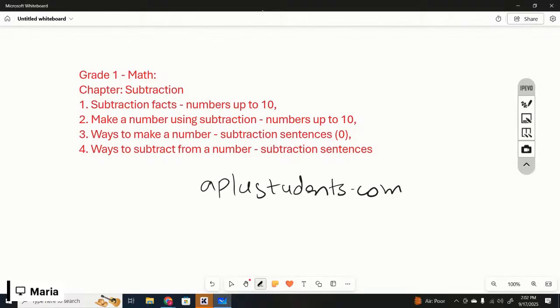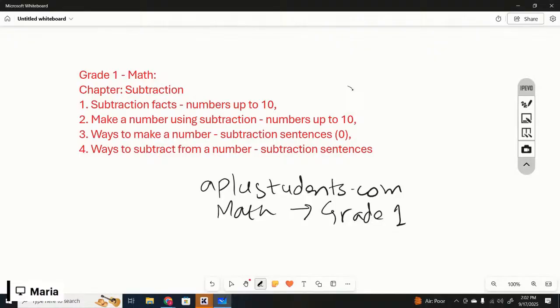Then you have to select math from the subject tab. Scroll down to grade 1 math and then click on view all lessons. There you can find a list of the chapters. We're going to start with the chapter subtraction.